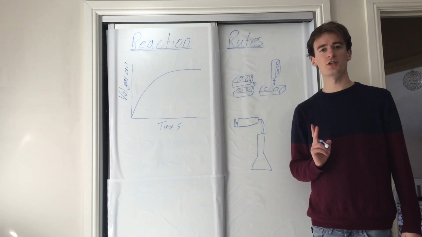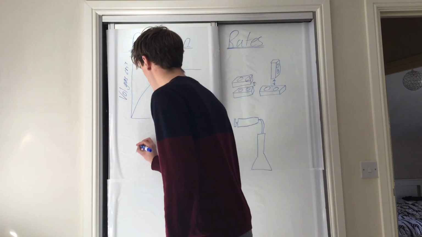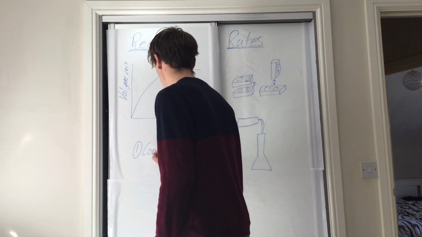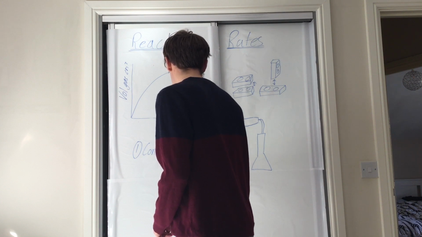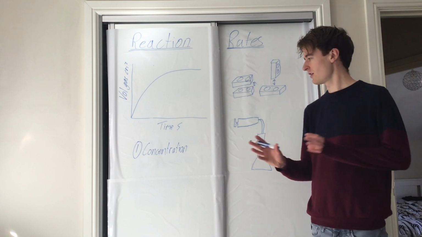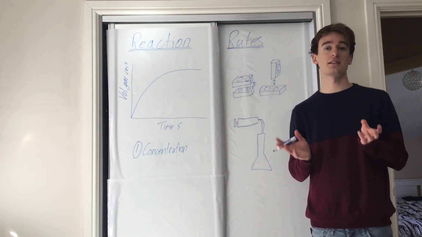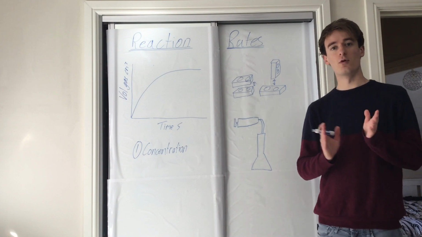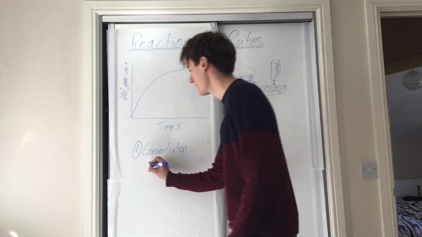A rate of reaction depends on one of four things. The first one, as we've just mentioned, is the concentration. The higher the concentration of your reactants, the more frequent collisions you'll have. That's what the exam board wants to see, more frequent successful collisions with higher concentration.